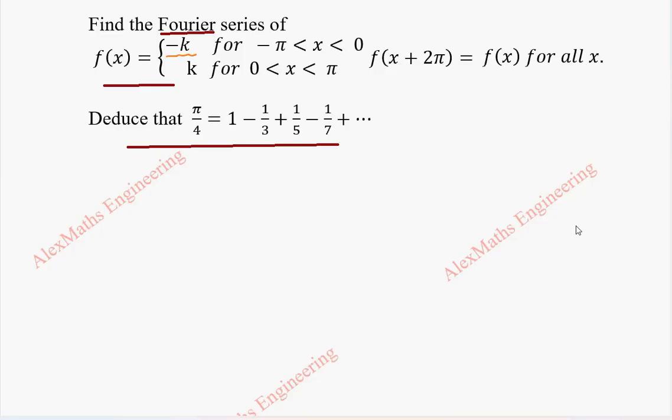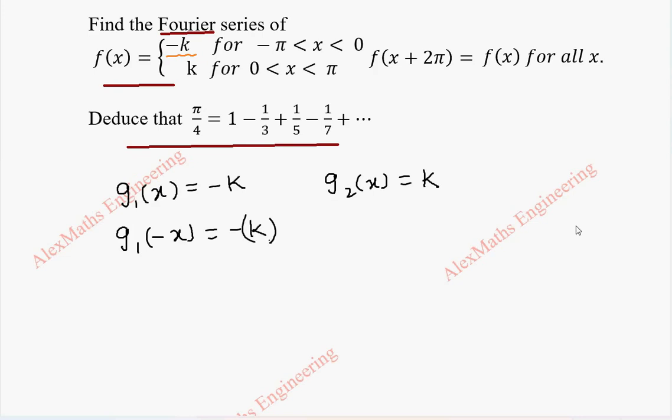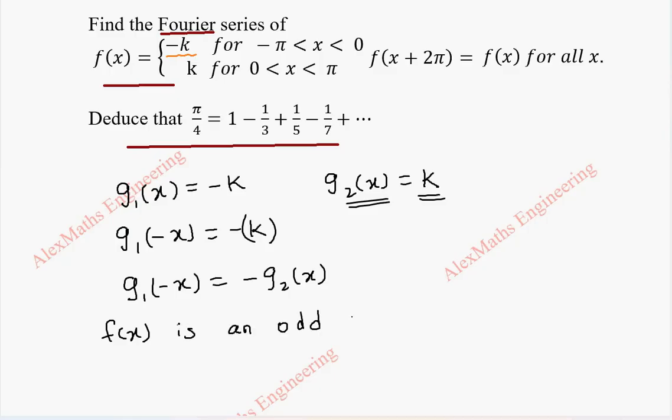I take this first part of the function as g1 of x, which is minus k, and the second part as g2 of x, which is plus k. I'm going to find what is g1 of minus x. Every x is replaced as minus x, but there is no x, so it is minus k itself. But this k can be replaced from here, that is nothing but g2 of x. So we get g1 of minus x equal to minus g2 of x. It means this function f of x is an odd function. So we found it is an odd function.